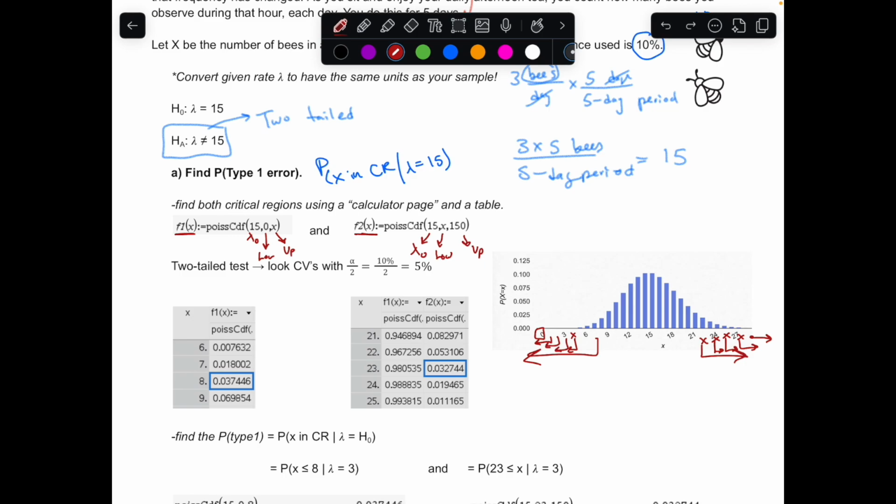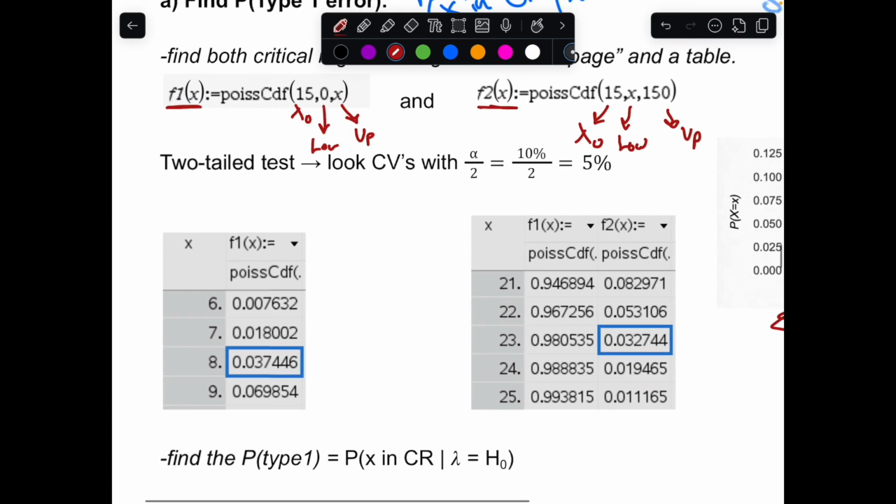So you define those, then you make a table, and you look in your table for your 2 critical regions. Since we have an alpha of 10%, 5% has to be on this side, and 5% will be on the other side. So I'm looking for 5% in my tables. I can see that 5% is right in the middle here, and then it gets lower. And this is my lower critical region. So it's right between 8 and 9 B's per 5-day period.